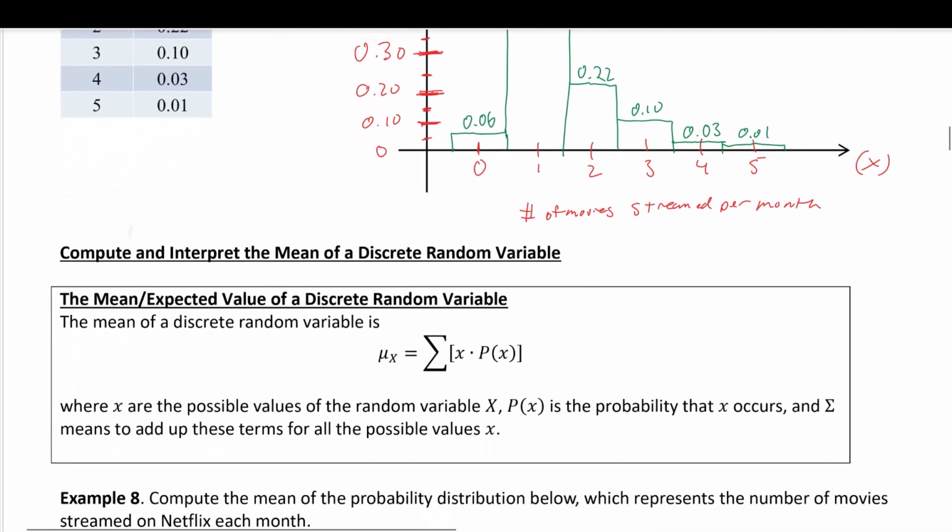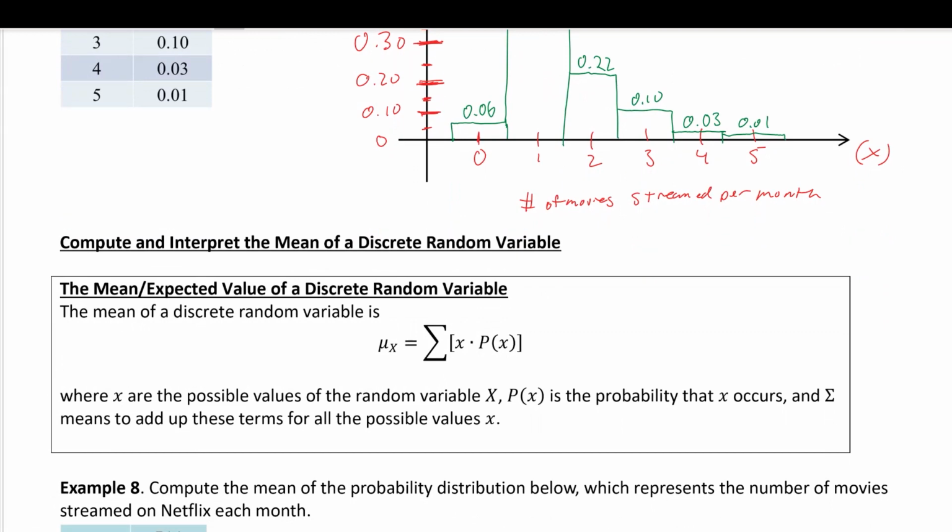All right, to calculate the mean or expected value, which we'll discuss in 1 second, of a discrete random variable, you have to use this formula. Now, that looks kind of weird, but I guarantee you've already seen this in one way or another. Recall the weighted mean.